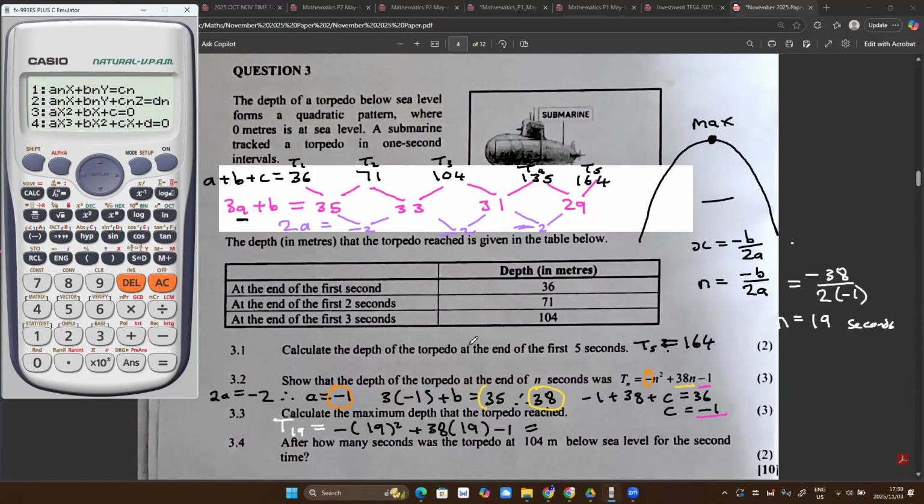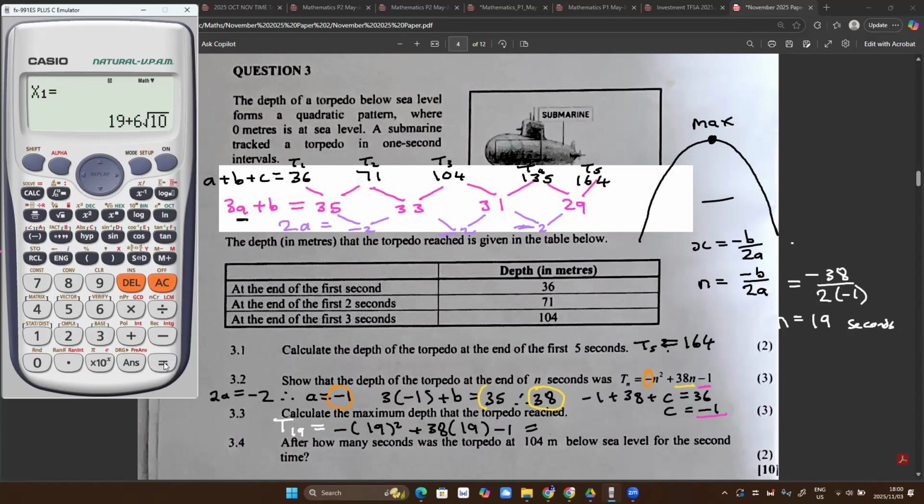What we do is I'm going to do the equation mode, and I'm going to put in my A, B, and C using this 3. So I go equation mode number 3. Now our A is -1, our B is 38, and our C is -1.